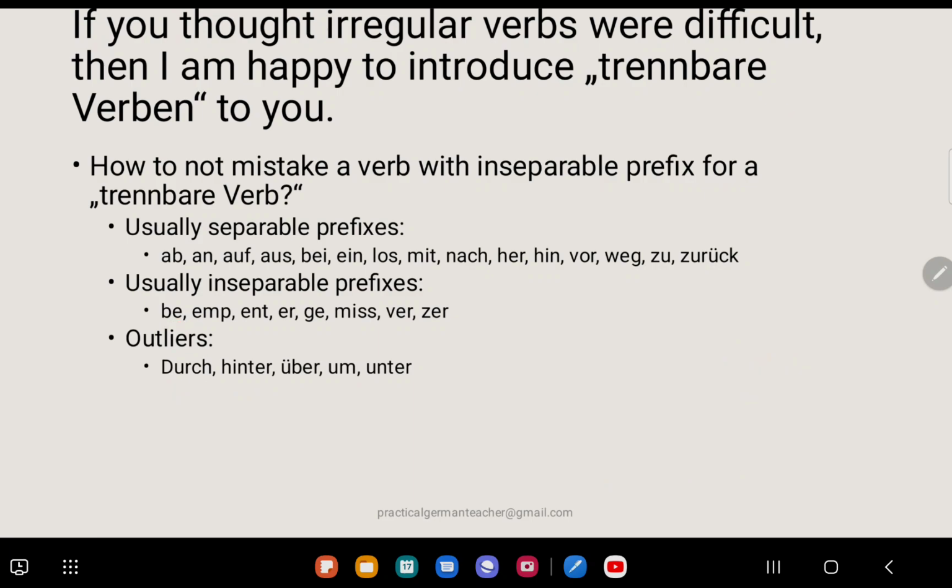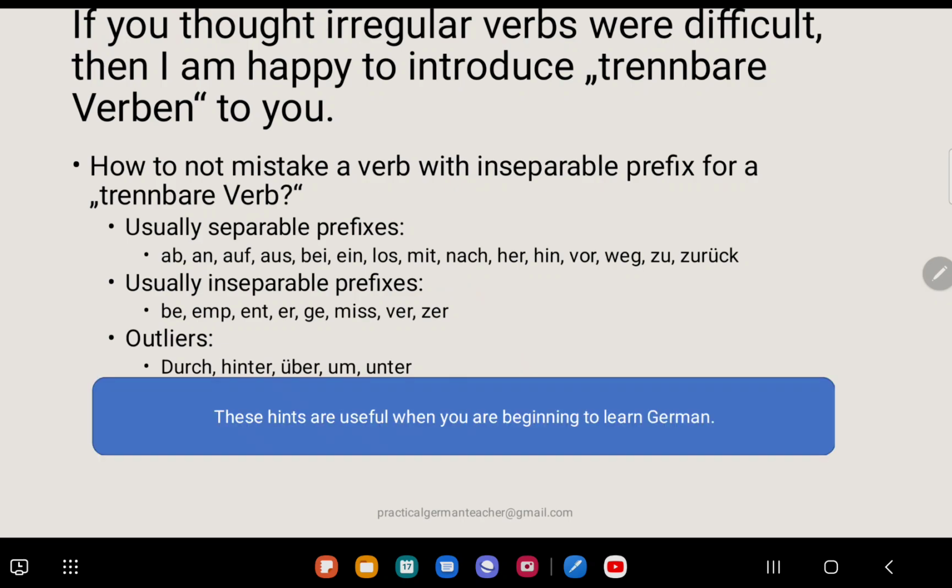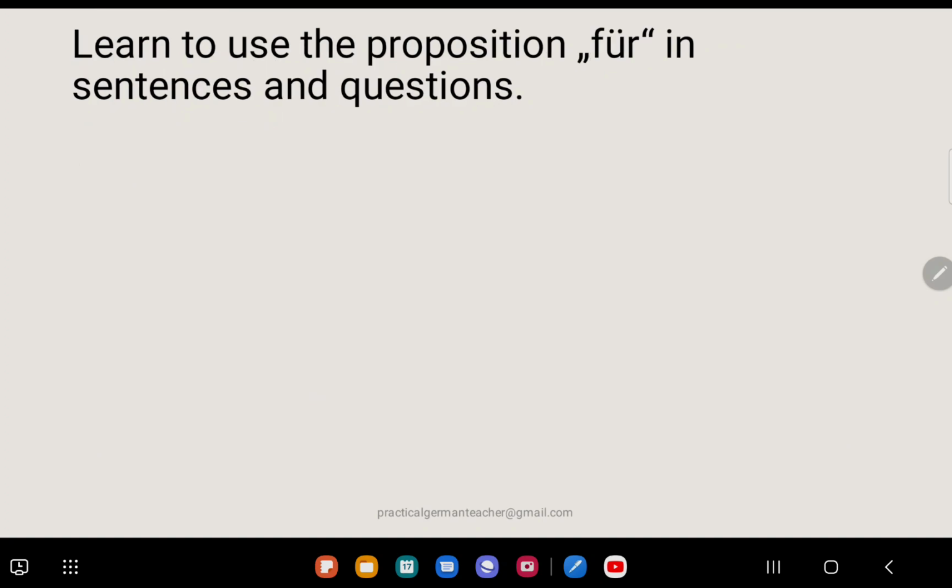If you know other tricks, like other prefixes that we can fit in one of these lists, please let me know. So as I said, these hints are useful when you are beginning to learn German. If I were you, one idea is that you start journaling about your life in German, and if you write something in English and then you're looking for the German verb, you go to Leo.org, and there it will tell you whether it is separable or not. I don't actually have to use this list, but just for the sake of completion, you should have heard of these things. All right, let's learn to use the preposition für in sentences and questions.